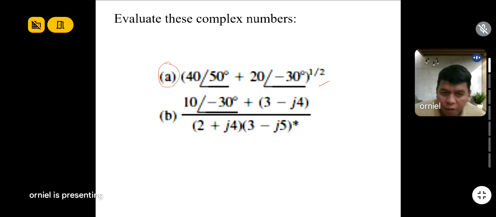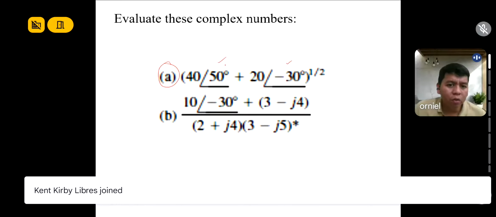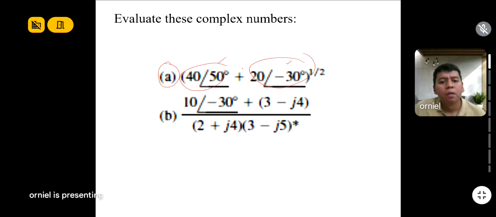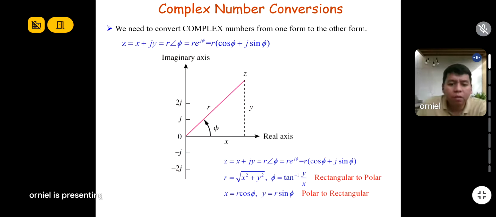Now, if you try this on your calculator, it will show an error. Basically, if we're going to evaluate these complex numbers, first we have to convert each of them one by one. Once converted, let me go back to the equation. This one.